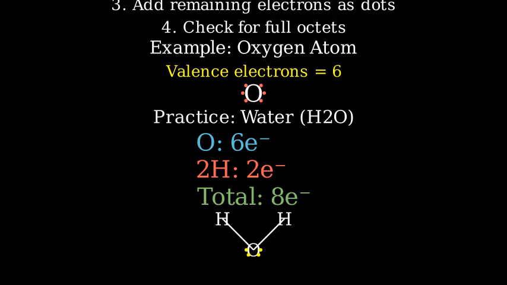Let's check our work. Oxygen has 8 electrons total, 4 in bonds and 4 in lone pairs, giving it a full octet. Each hydrogen has 2 electrons in its bond, which is correct since hydrogen only needs 2 electrons.